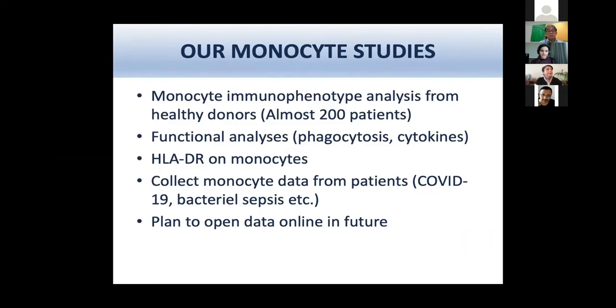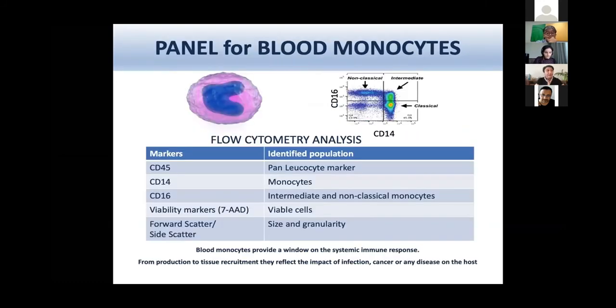Then, what we do with the monocytes, we have monocyte immunophenotype analysis from healthy donors. We have functional analysis, phagocytosis, cytokine measurements. We did a lot of work on HLA-DR on monocytes, especially in sepsis patients. And we collect data from these patients and healthy people. So we use these markers for this study.